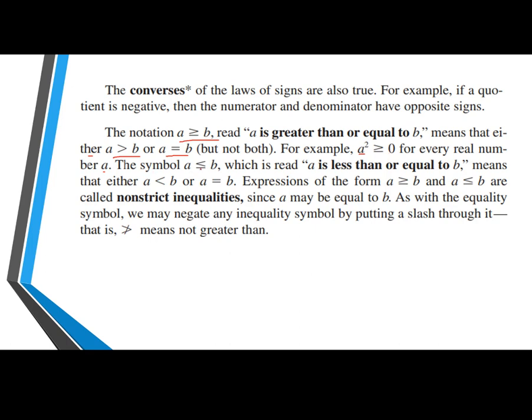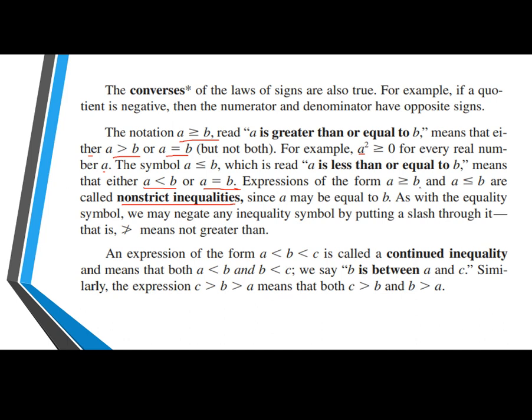The symbol A is less than or equal to B means that either A is less than B or A is equal to B. Expressions of the form A greater than or equal to B and A less than or equal to B are called non-strict inequalities, so it could be equal or not. Since A may be equal to B, as with the equality symbol, we may negate any inequality symbol by putting a slash through it. This sign means not greater than.